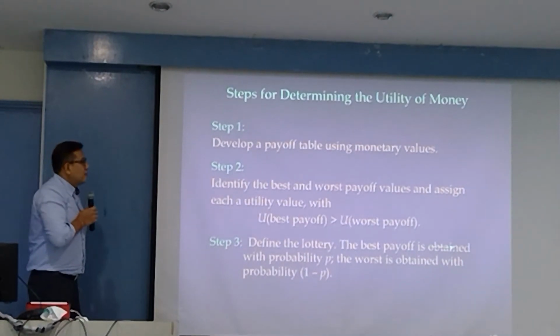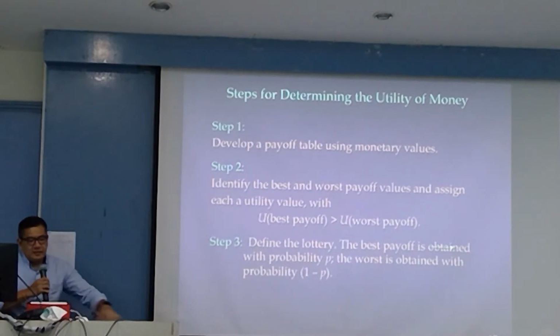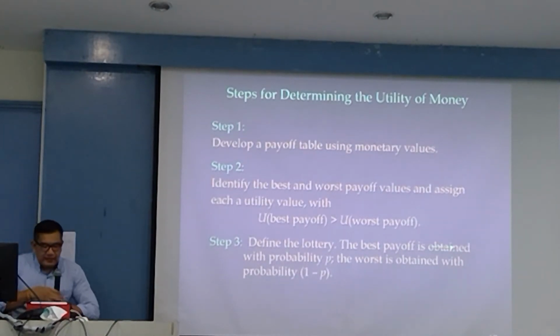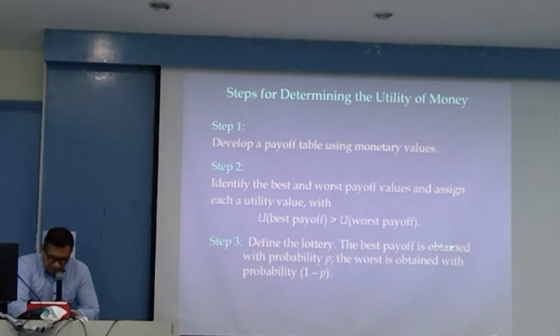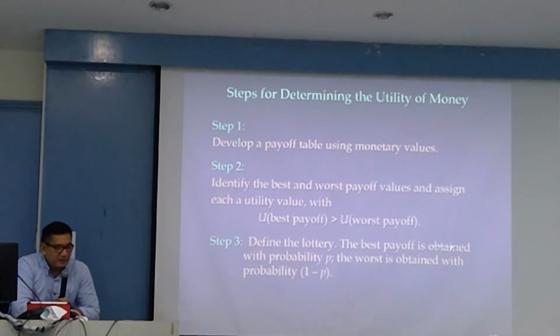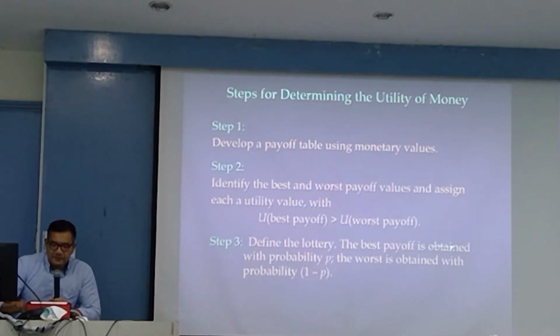So these are the steps. Firstly, you develop the payoff table using the value of money, and then identify the best and worst payoff, and decide the utility value. As I mentioned, worst is always 0, and best depends on the scale you're going to use, 10 or 1 or 100. That's fine. The third step is that the best payoff is going to occur with probability P, and for sure the worst payoff with probability 1 minus P.